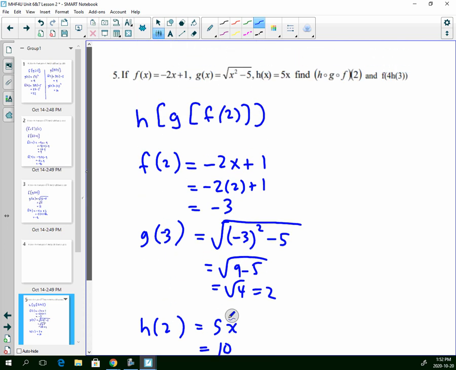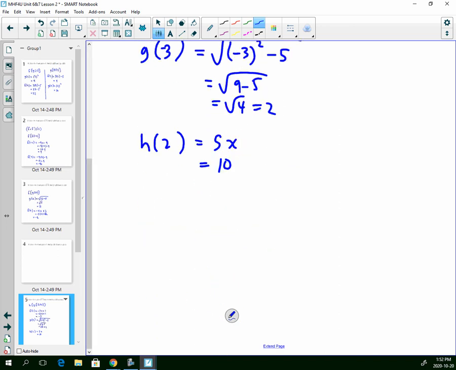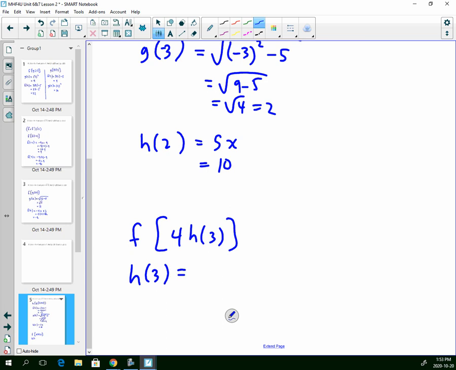Okay, so there might be more than one function. There might be 3. Then it wants me to find f of 4 times h of 3. So no different. I'm going to do the inside first. I'm going to do h of 3. So 5x becomes 15. Then it wants me to multiply that by 4.